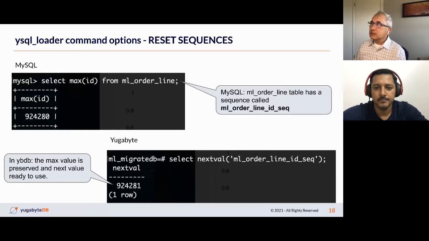Another option that we have is the reset sequences, and this was a default option, but I wanted to show you and prove to you that the YSQL loader will actually go out and find the max value on the MySQL side, which was here in this case 924280, and then if we come over to the Yugabyte side and do a nextval on the sequence that has been brought over, you will see that it's ready for its next value.